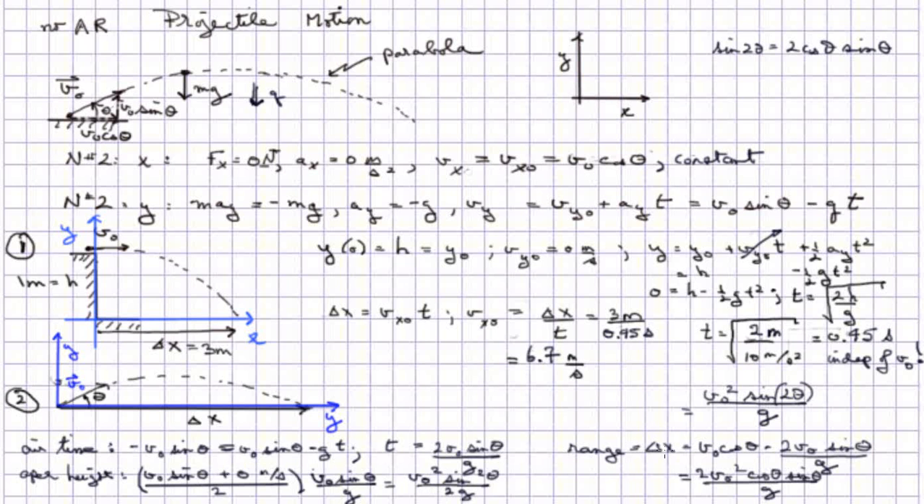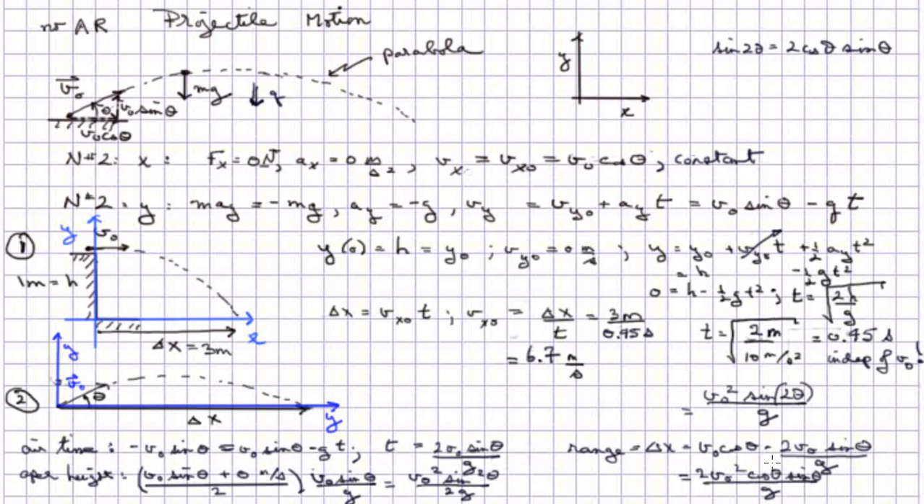Finally, the range, delta x, is simply equal to the constant x velocity, which is v naught cosine theta, just the x component of the initial velocity, times the air time, which we computed in the first go here. Doing some simple algebra, that is 2v naught squared cosine theta sine theta over g. Now there is an equation from trig that you may or may not know, so I'll just tell you. 2 cosine theta sine theta is equal to sine 2 theta. And so this expression simplifies to v naught squared sine 2 theta over g.